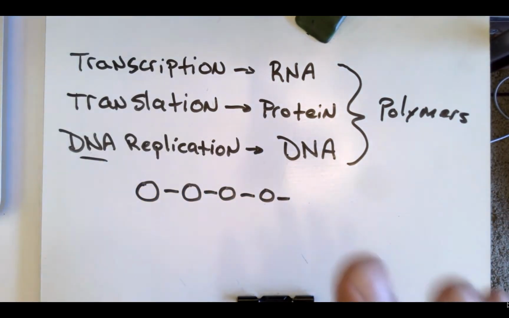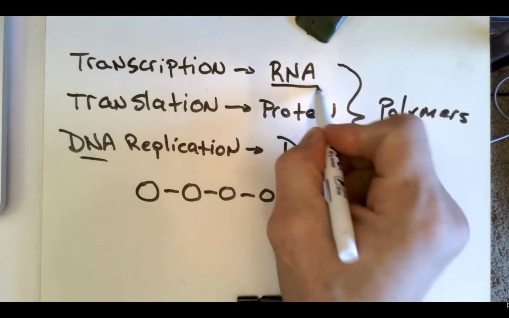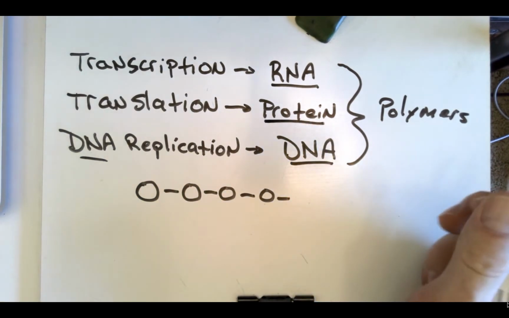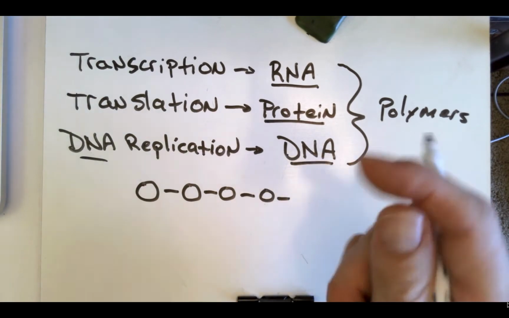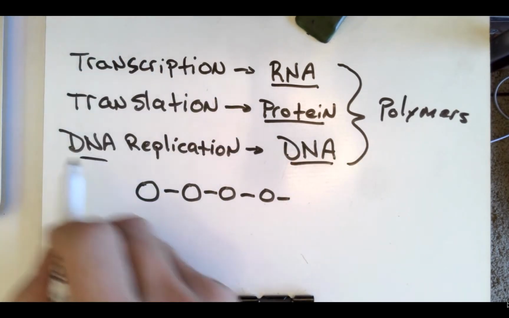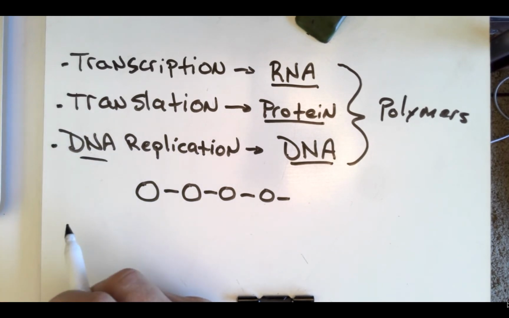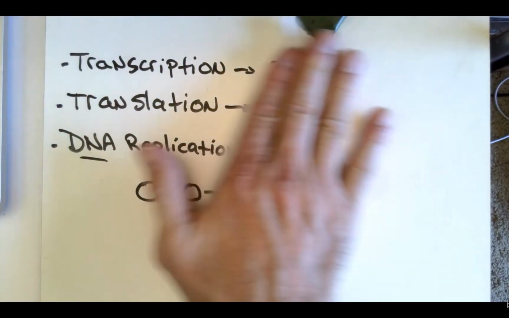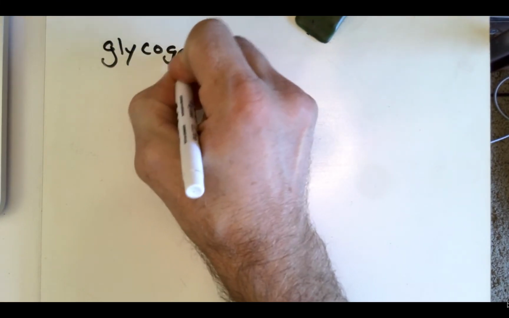Now, there's a fundamental difference between these polymers, nucleic acids and proteins, and polymers that we've looked at before. And this fundamental difference really changes some of the things that we need to think about in the process of transcription and translation and DNA replication. So let me see if I can make that clear. Let's take a look at glycogen. Glycogen is a polymer we've already looked at.